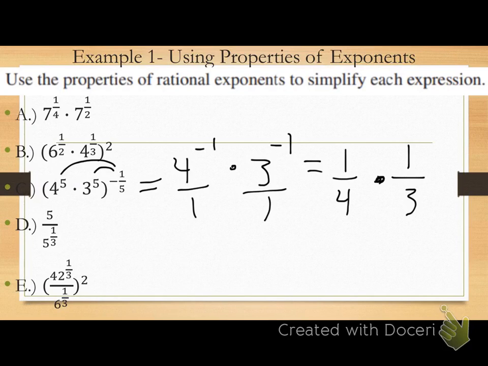Common denominator. Do I need a common denominator when I'm multiplying fractions? I don't, do I? Am I done or do I keep going? Keep going.